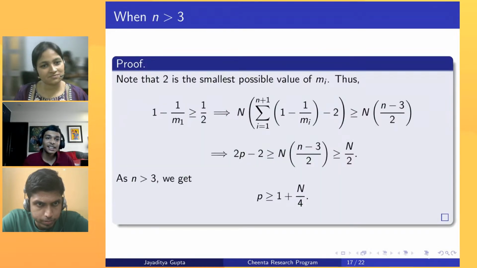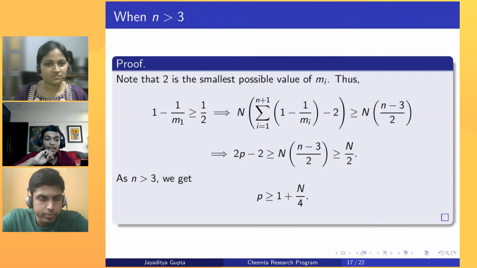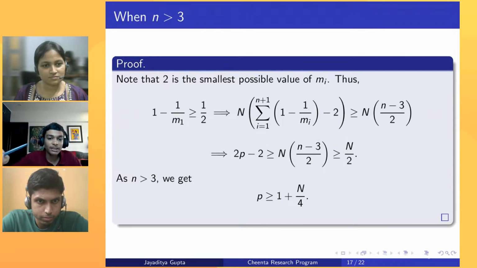Okay, so now let's take a look at the case when n is greater than 3. So we just substitute all the values into Euler's characteristic equation, and we notice that each m_i has to be greater than or equal to 2. So we get that 1 minus 1 by m_i is greater than or equal to 1 by 2. Thus, we end up with 2p minus 2 is greater than or equal to N into n minus 3 by 2. And because n is greater than 3, this is just greater than or equal to N by 2. And just some substitutions show us that p is greater than or equal to 1 plus N by 4.